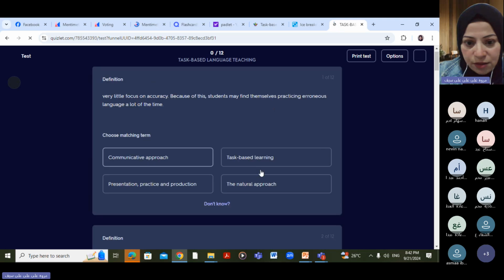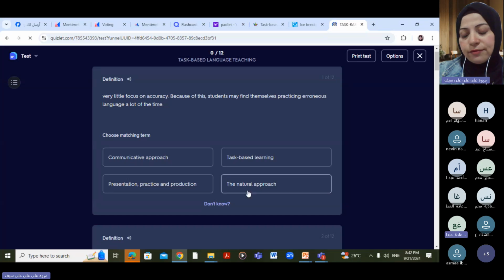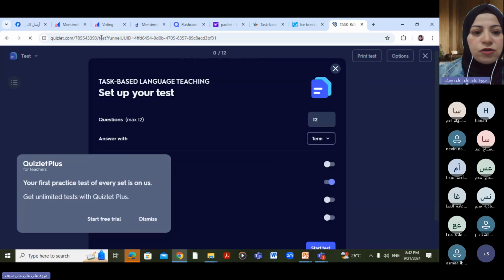And here is another question. Very little focus on accuracy. Because of this, students find themselves practicing erroneous language a lot of the time. So is this the communicative approach, task-based learning, presentation, practice, and production, or the natural approach? Task-based learning. Excellent. I'll refresh it again to go to another question.